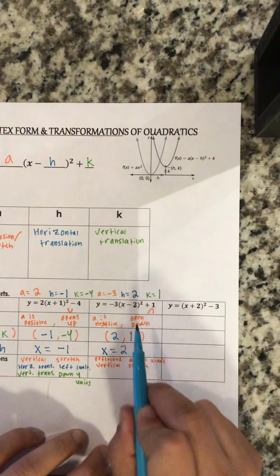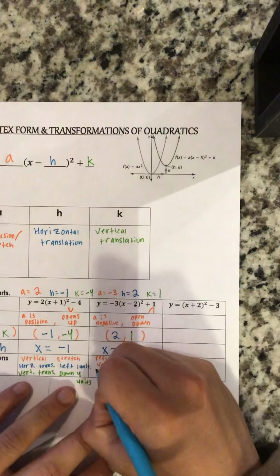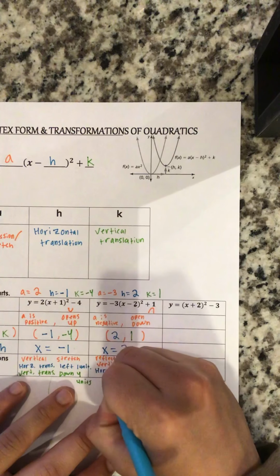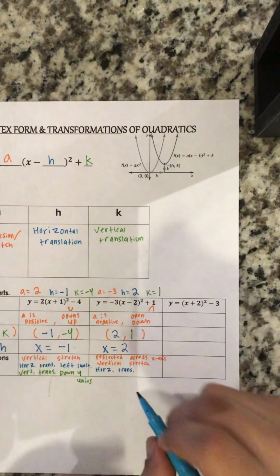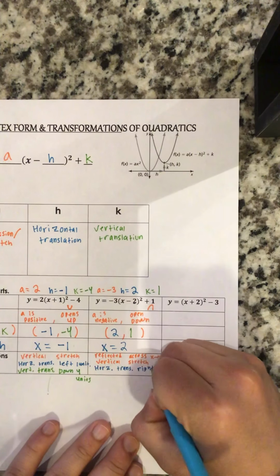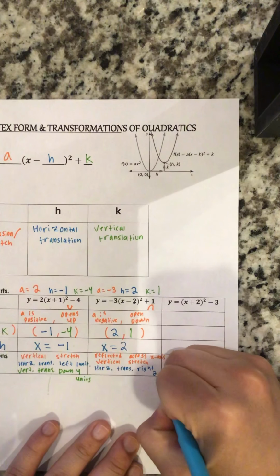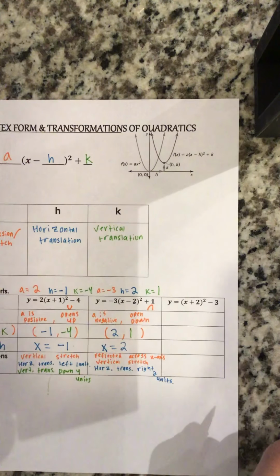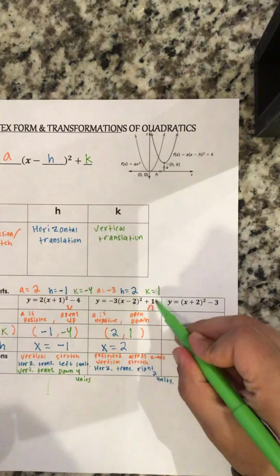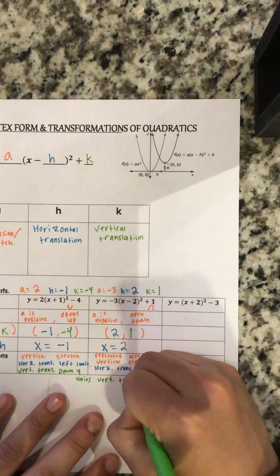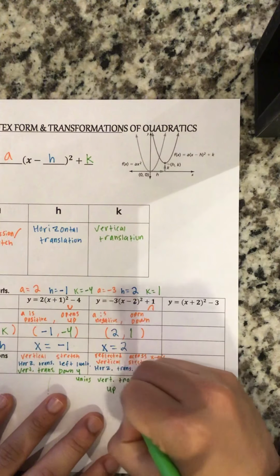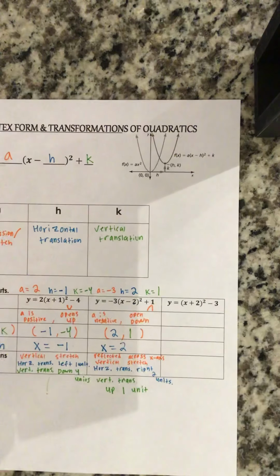Now we're on to the inside of the parentheses. Since it's inside the parentheses, that tells me I have a horizontal translation. Okay, and now since it's minus, that means I'm going to the right 2 units. Okay, and then last, the easy one, +1. That means I have a vertical translation up 1 unit. Okay, that's number 2. Done. Let's go to our third example.